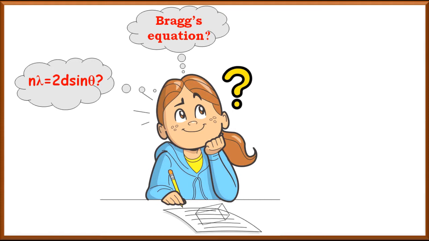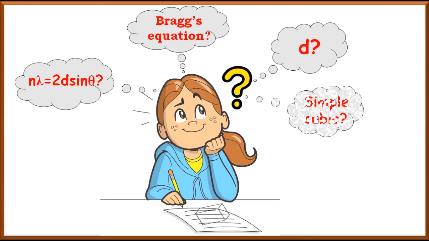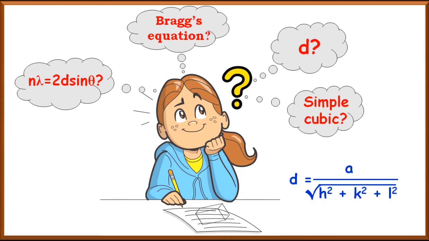So from this you will think, how to determine the d value, because you will need the d value to solve this problem, and d will be different for different crystal systems. Since here the crystal system is given as simple cubic, you will get the d value for a simple cubic system by this equation: d equal to a by root over of h square plus k square plus l square, where h, k, l are the Miller indices of a plane. That is, if you write them together, hkl represents a plane. Now let us see how to solve this question.